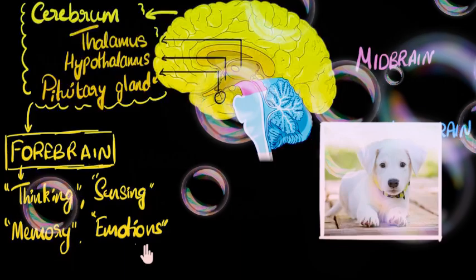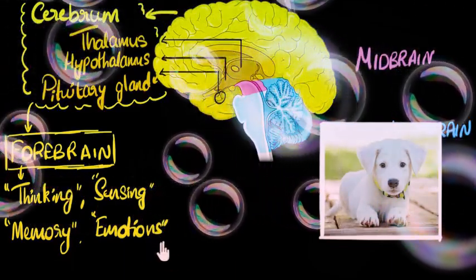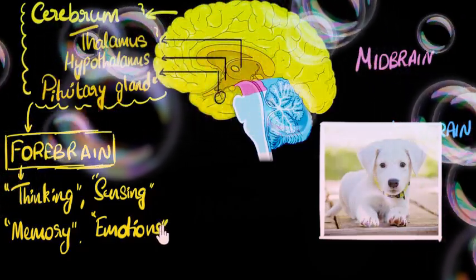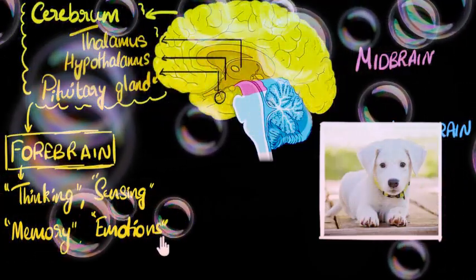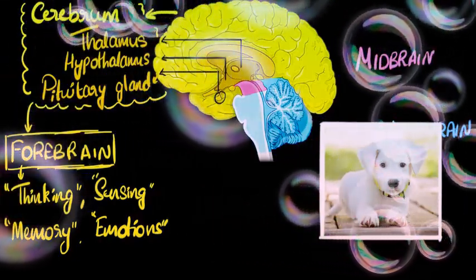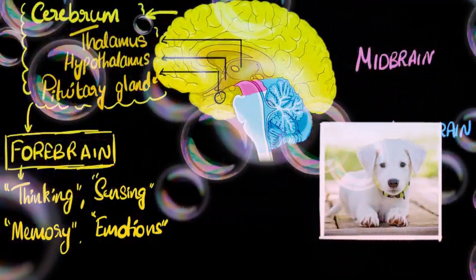All your emotions, including love. That's right, love does not come from the heart, it comes from your forebrain. In fact, fun story, the other day my wife asked me, hey, how much do you love me? I said, I love you with all my forebrain. Yeah, she hasn't spoken to me since, but it was worth it.